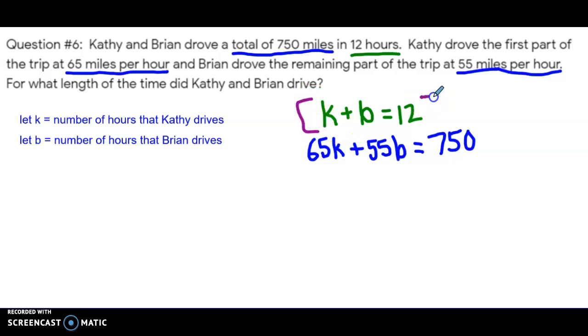I'm going to suggest to get you going that you multiply this top equation by, and it would have to be a negative number. If you want to cancel your k's, you would multiply it by negative 65. If you would rather cancel your b's, you'd have to multiply the top equation by negative 55. Just make sure that whatever your game plan is, if you have a positive 65K, you end up with a negative 65K on top.